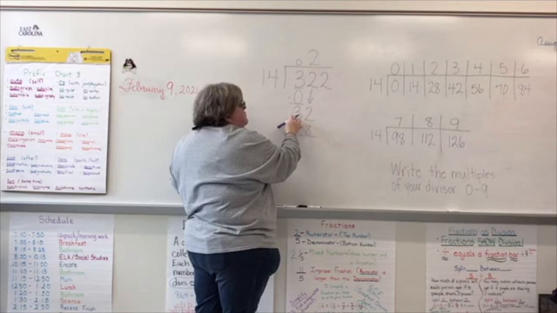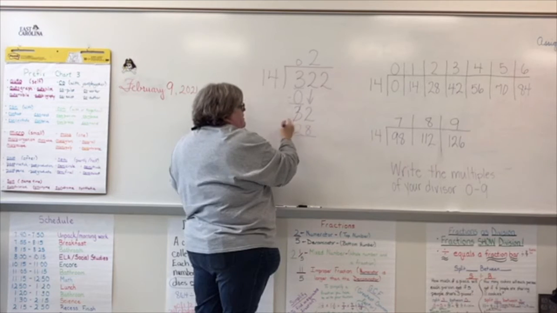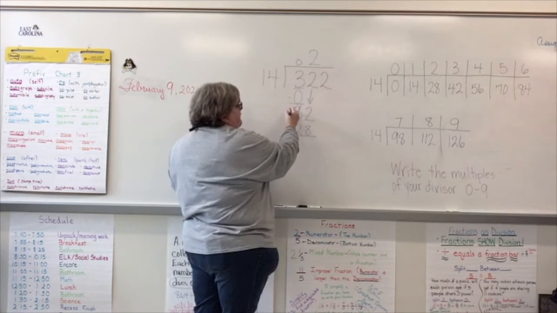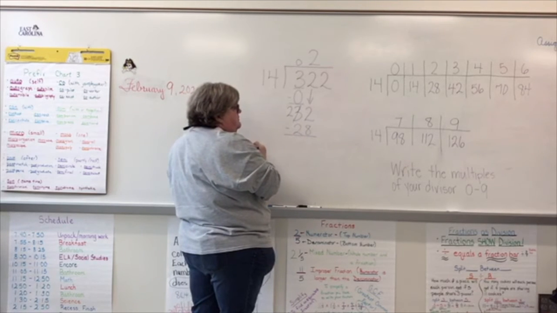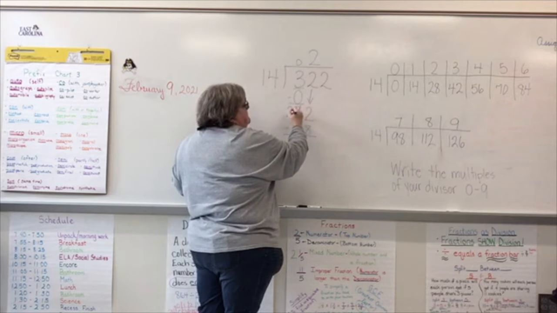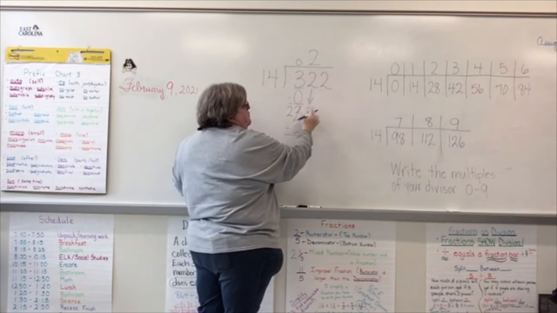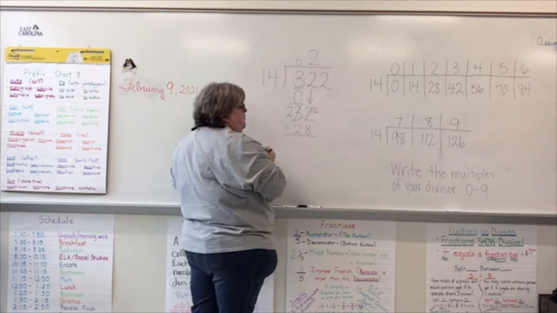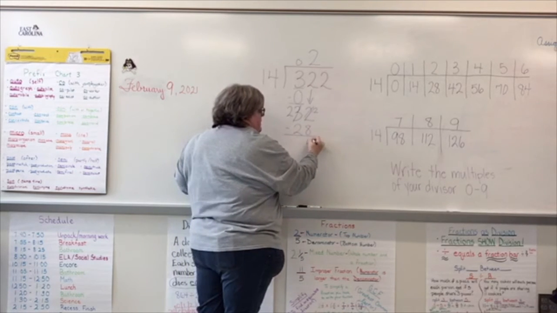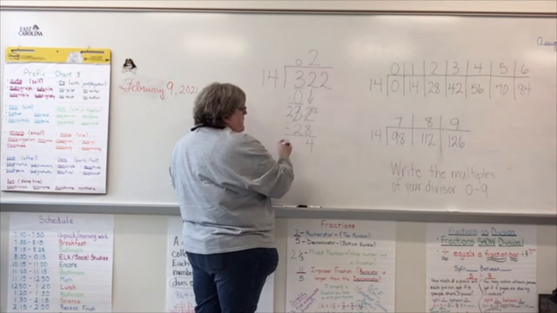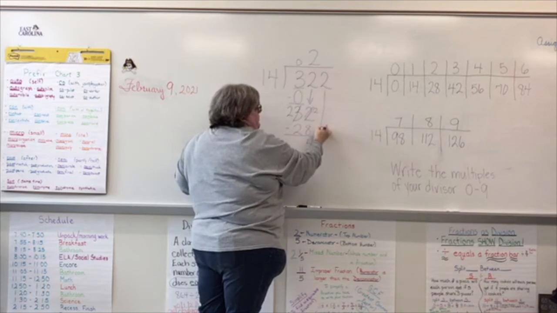So I am going to exchange a 10 for some ones. So 3 tens, if I'm exchanging, I'm going to take a 10 away, and it leaves me with 2 tens, and then I exchange my tens for ones, so 10 ones plus 2 ones gives me 12 ones. 12 take away 8 is 4. 2 take away 2 is 0, so I don't have to put anything there. Bring down my 2.